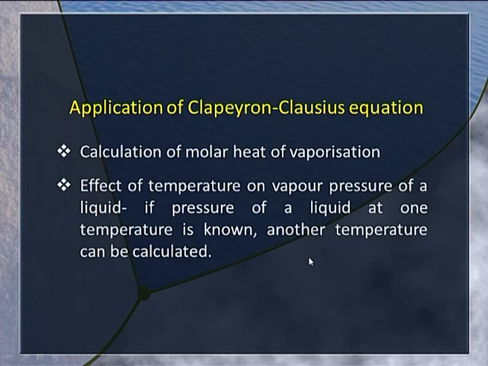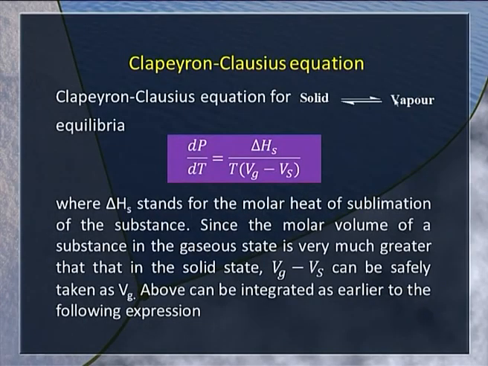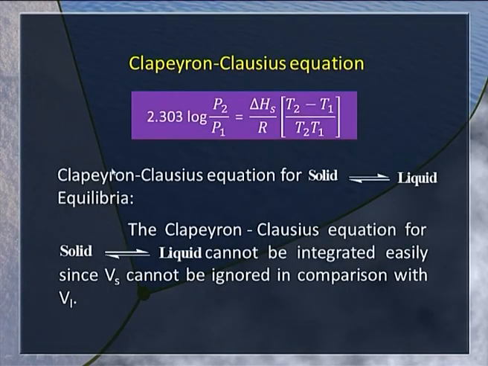We would like to take another case of a simple system, solid-vapor, where there is equilibrium between V gas and V solid. We know that this solid volume is negligible as compared with gas. So, it can be treated in the same manner as liquid-gas, and we can get a similar Clapeyron-Clausius equation, but remember that this is the delta H of sublimation.